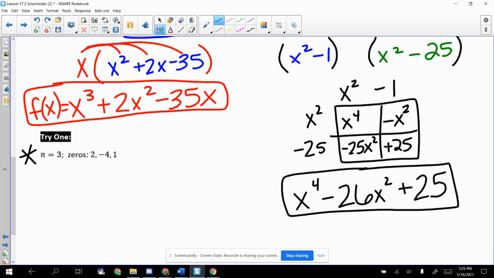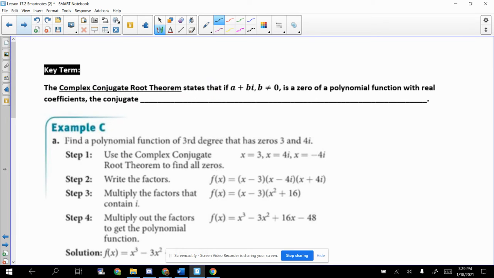All right. Then let's go ahead and keep moving. So remember we talked about complex conjugates. So it says here, the complex conjugate root theorem states that if a plus bi, when b does not equal 0, is a zero of the polynomial function with real coefficients, then the conjugate, which would be a minus bi, right? Remember that's what a conjugate is, is also a 0. Or a solution, or an x-intercept, remember those, or a root, remember those all mean the same thing, okay?